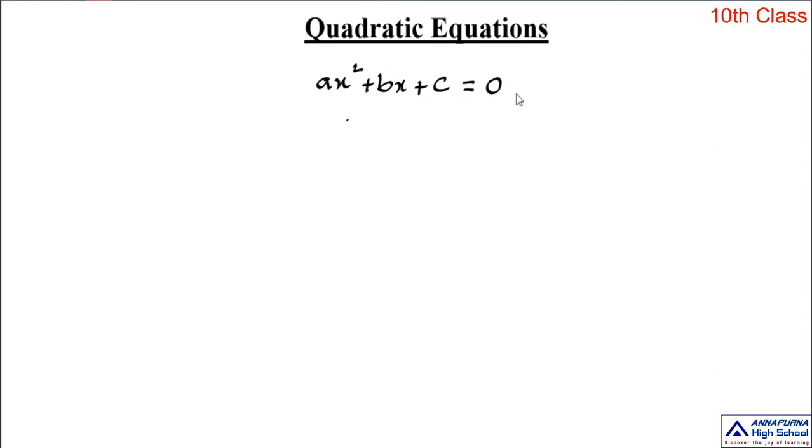So in this equation, as usual, a is not equal to 0. Why? Because a is the coefficient of the highest degree term. So if it is equal to 0, then the degree of this equation changes. So that's why here we place a is not equal to 0. We add this condition to the standard form of the quadratic equation.